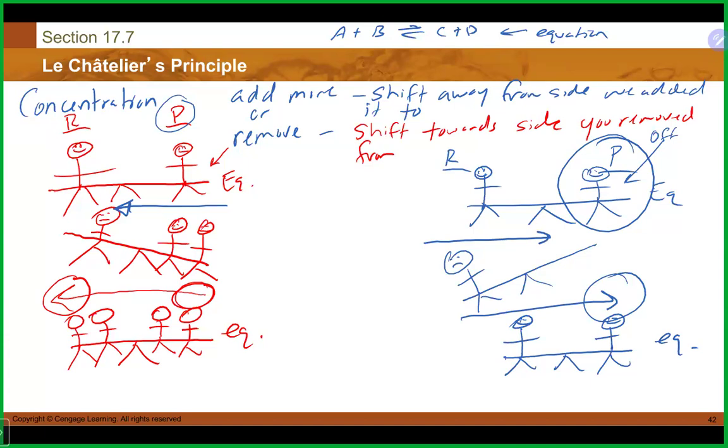So if you remove products, it will shift towards the product side. If you remove reactants, it will go towards the reactant side. If you add reactants, it will shift to the product side away. And if you add products, it will go to the reactant side away. So AA, add away. And when you remove it, you want to fill the hole, whichever side you removed it from. It's a good way to kind of remember that. Any questions on that there?